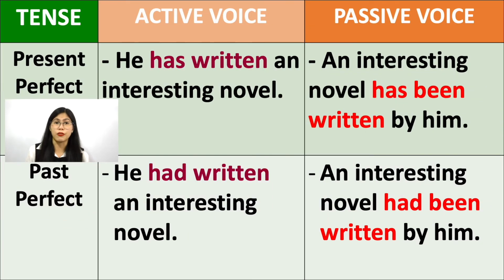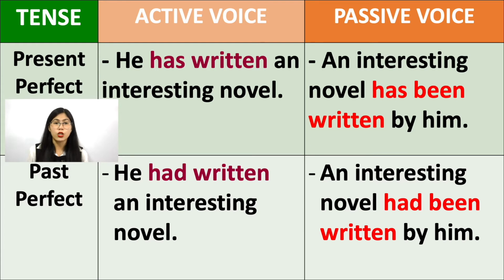Now, how about if your sentence in an active voice is already in a present perfect tense? Now, what is a present perfect tense? It follows the formula has or have plus past participle of the verb. Example, he has written an interesting novel.